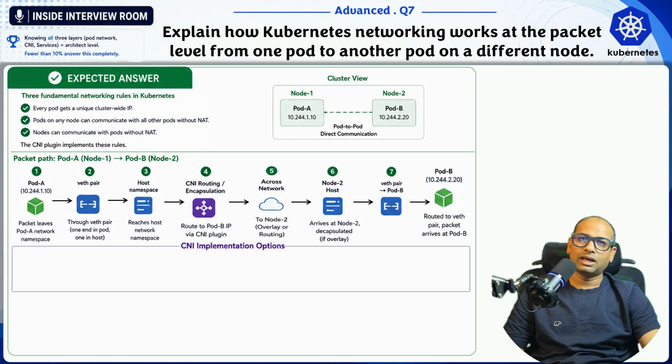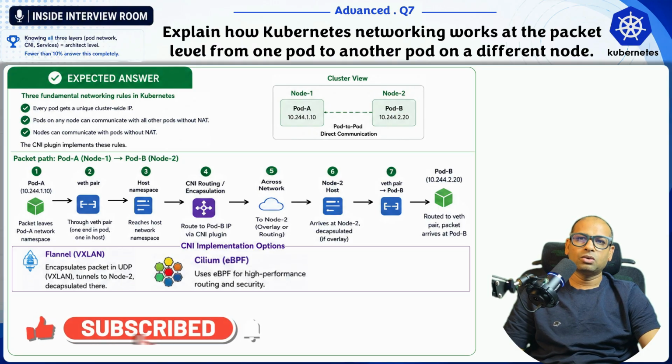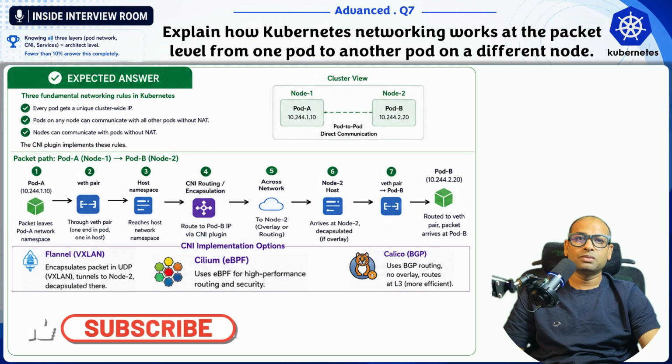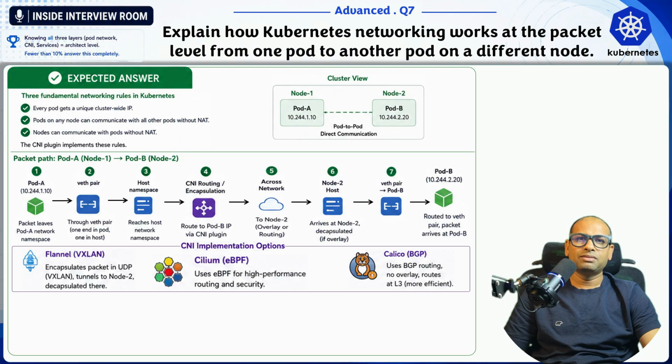Flannel with VXLAN wraps the packet in a UDP tunnel, ships it to node 2 and unwraps it there, but adds overhead and shrinks your MTU. Calico with BGP uses native layer 3 routing. No overlay, it routes at L3, more efficient, but it needs a network fabric that supports it. And Cilium with eBPF does routing and security in the kernel data path, with high performance and L7 visibility.